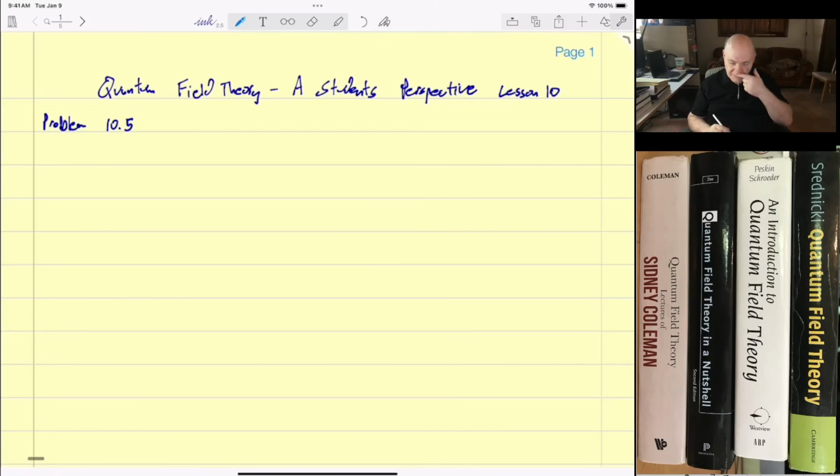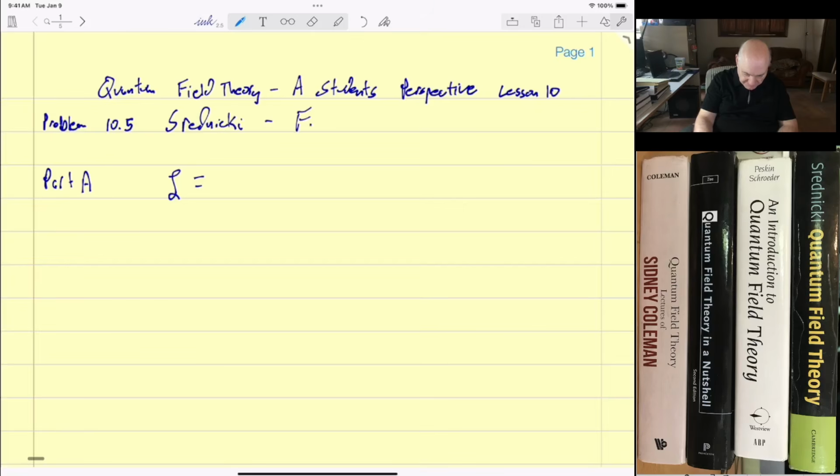Okay, this is problem 10.5. This is going to be part A. I think I'll do this in 2 parts, although I'm not sure how long the video will be. We'll see how it goes. We have the Lagrangian. This is problem 10.5 in Srednicki, and it's on field redefinition.